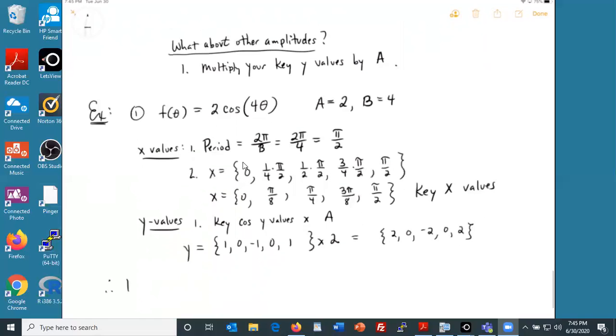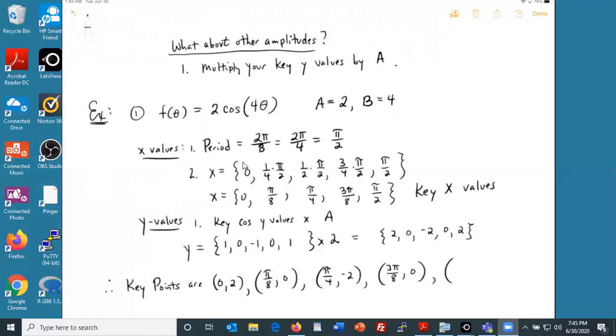So therefore, my key points are 0, 2, pi over 8, 0. Oops, goofing up my parentheses here. Pi over 4, -2. 3 pi over 8, 0. And pi over 2, 2.